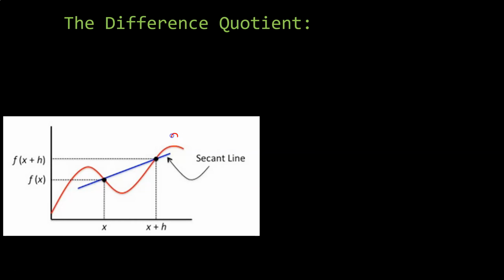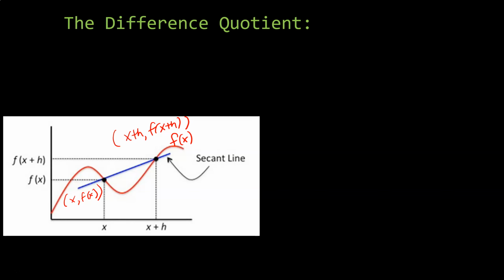Suppose you have a function f of x, okay? And we are going to have the point here called x, f of x. And this second point here would be x plus h, comma, f of x plus h. And those are 2 points on the curve f of x, right?